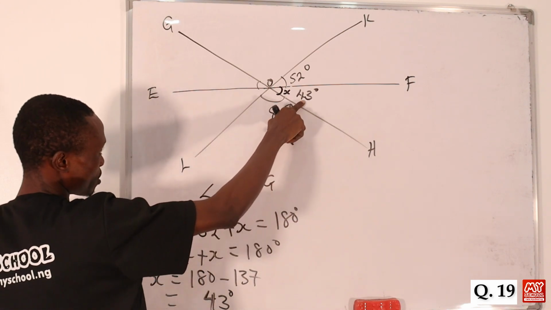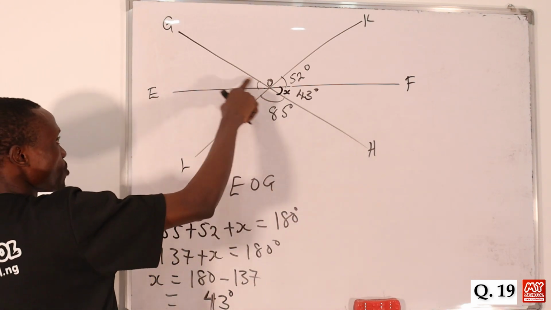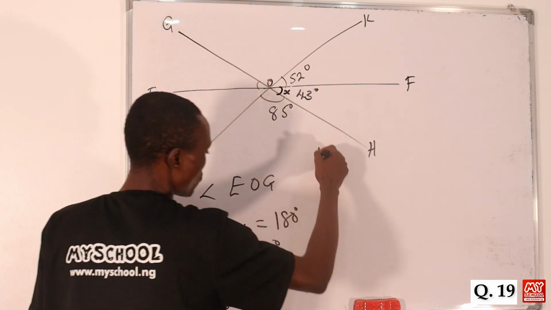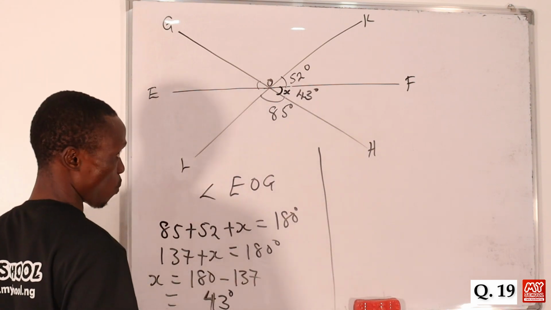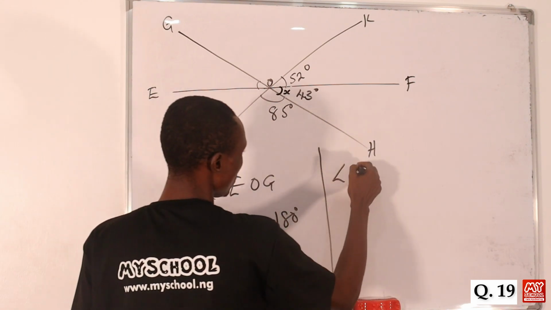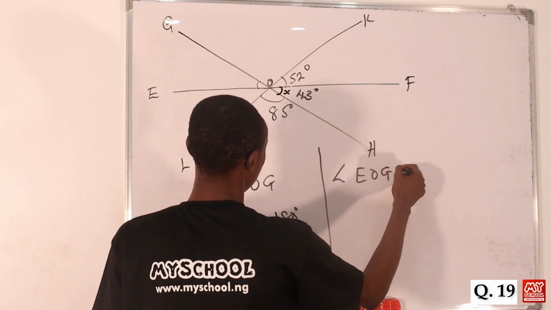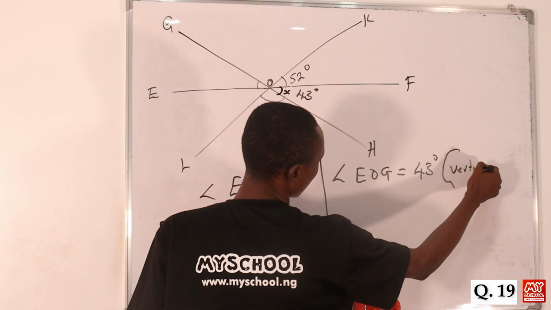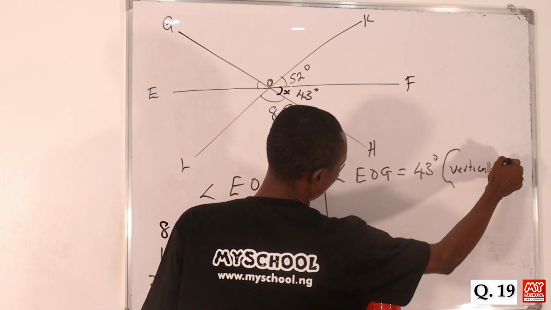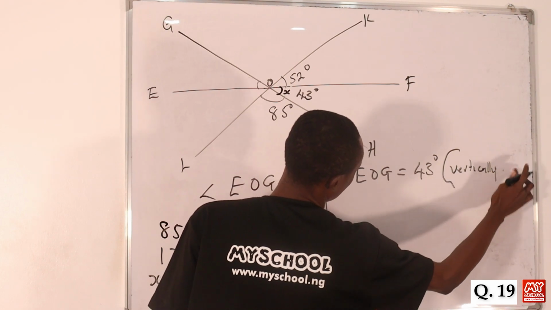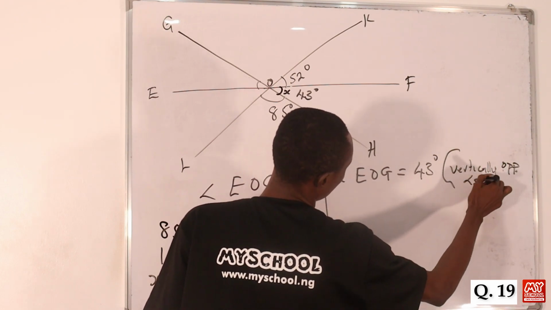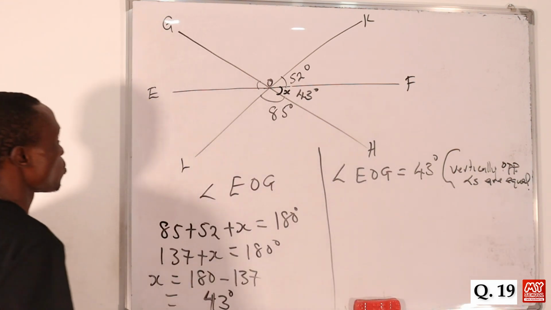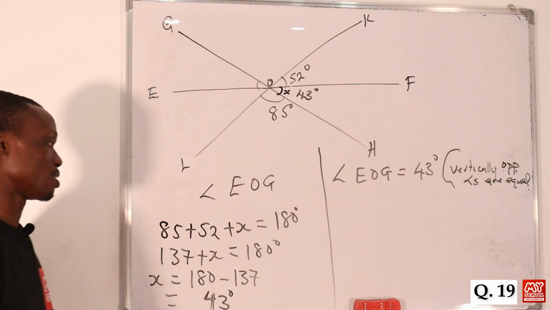But this 43 degrees is directly facing angle EOG. And remember that vertically opposite angles are equal. So therefore angle EOG is equal to 43 degrees. And what is the reason? Vertically opposite angles are equal. So that is the reason. Angle EOG is equal to 43 degrees.